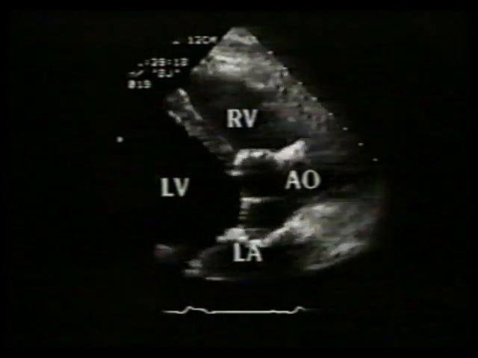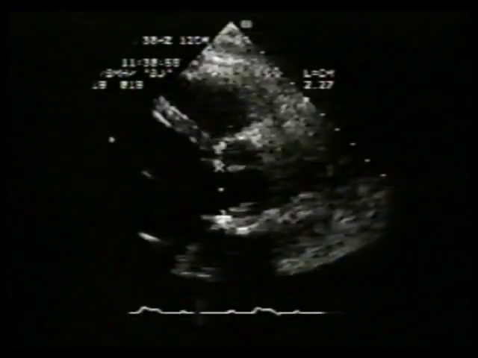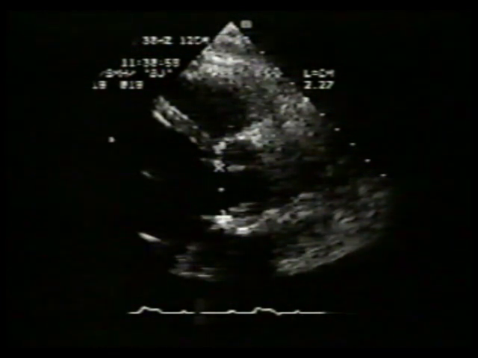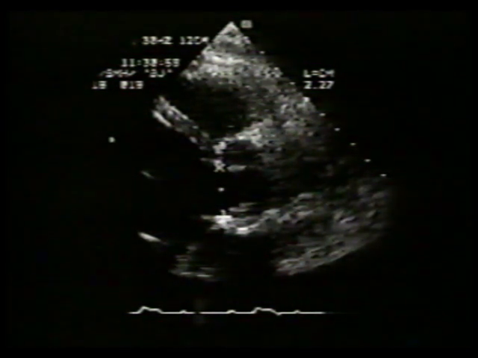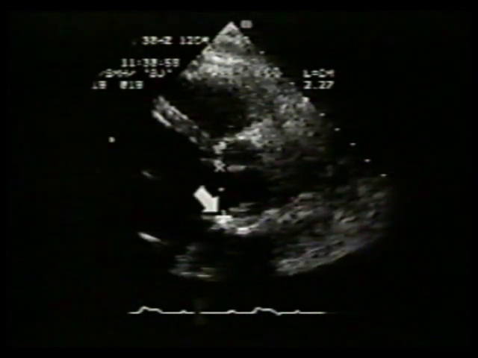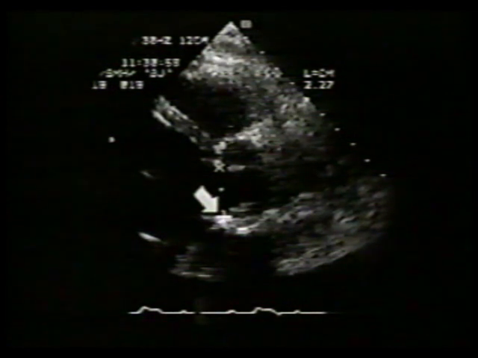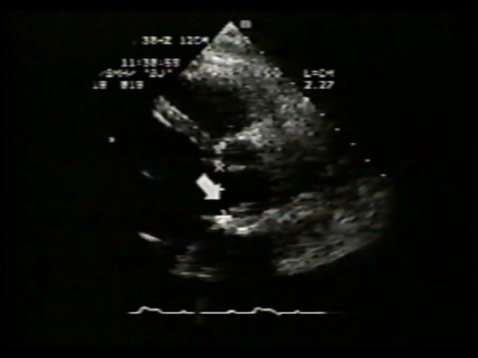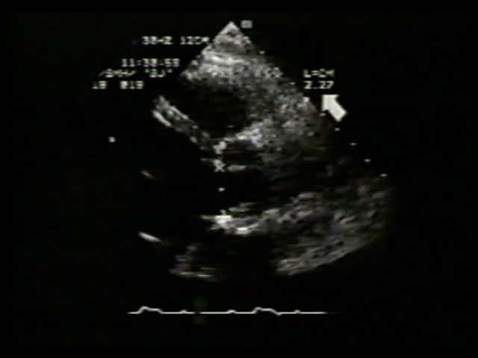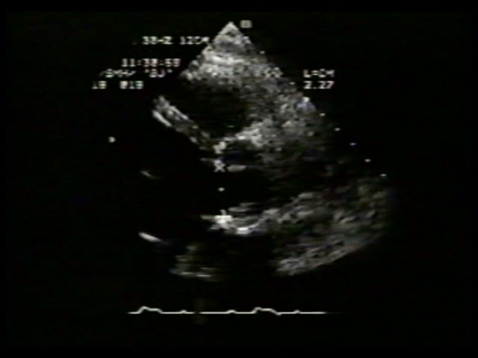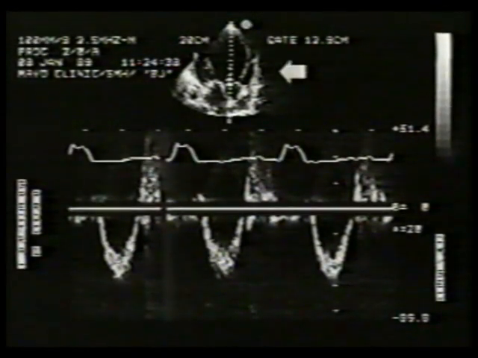This is an expanded parasternal long axis view from the same patient. The image has been frozen in systole. One caliper has been placed at the junction of the anterior aortic cusp and the septum, and a second caliper has been placed at the junction of the posterior aortic cusp and the anterior mitral leaflet. The left ventricular outflow tract diameter measures 2.27 centimeters.